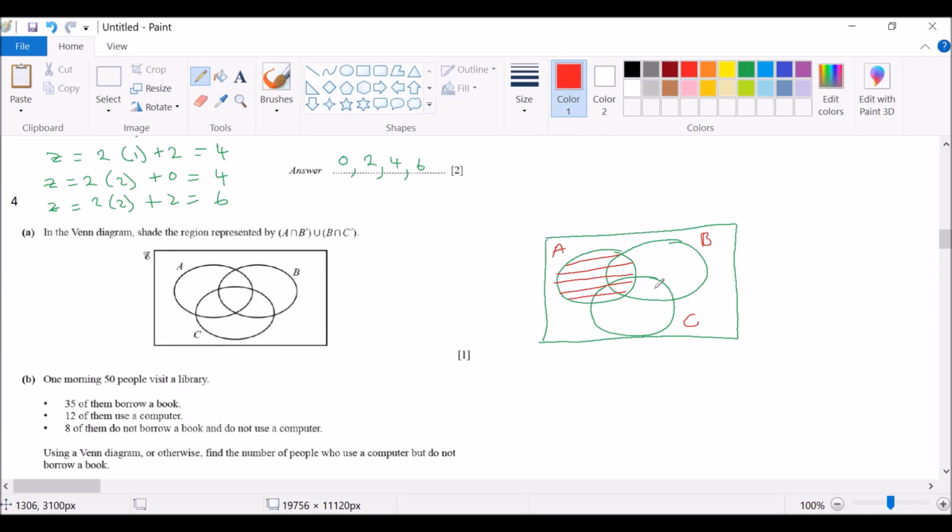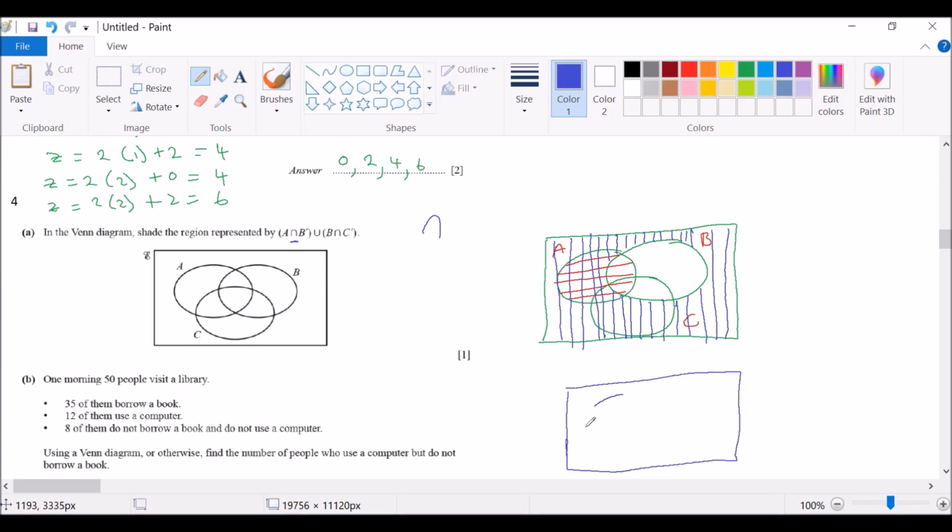A intersection B complement. B complement is anything outside B. So let's use blue here. Anything outside B. Okay, now we have that. Where is the intersection? Intersection means where they meet. Where does red meet blue? You can see this is our new diagram here. A intersection B complement is this area there.